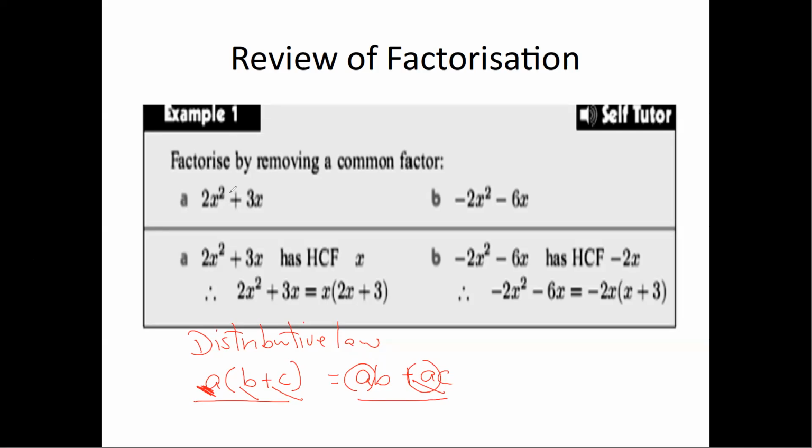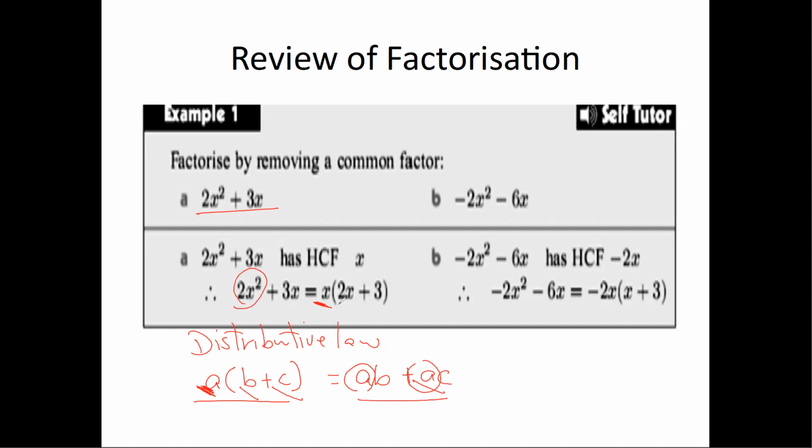And that's what we want to do here. We want to factorize 2x squared plus 3x. What's the common factor? What is it that we can divide 2x squared and 3x by? It can't be 2, because 3 can't be divided by 2. When I say divided, I mean with no remainder. Good. Now, the only thing that is common there is x, and therefore, notice we are using the distributive law. We take x to the outside of the bracket.